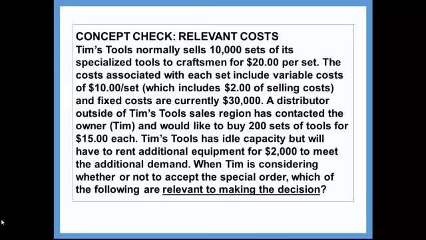Tim's Tools has idle capacity, but will have to rent additional equipment for $2,000 to meet the additional demand. So this means they have the floor space, they have most of the equipment they need, they have the managers to manage this, but they'll just have to rent a piece of machinery. When Tim is considering whether or not to accept the special order, which of the following are relevant to making the decision? So we're not trying to make the decision here, we're just trying to identify, out of all these costs, what is relevant to the decision.